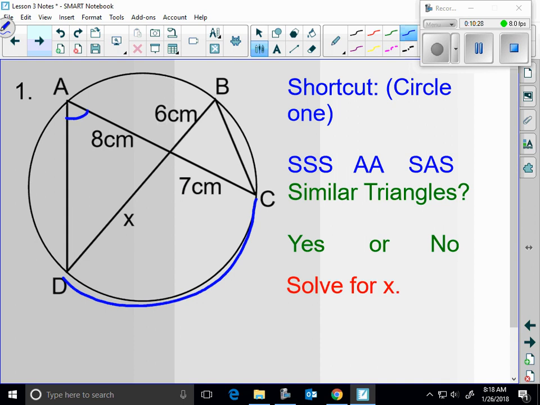right? There is another angle over here that intercepts the same arc. So what do I know about those two blue angles? They're the same. Therefore, does anybody know what these two angles are called? Because they are congruent. Vertical angles. Vertical angles. Okay?